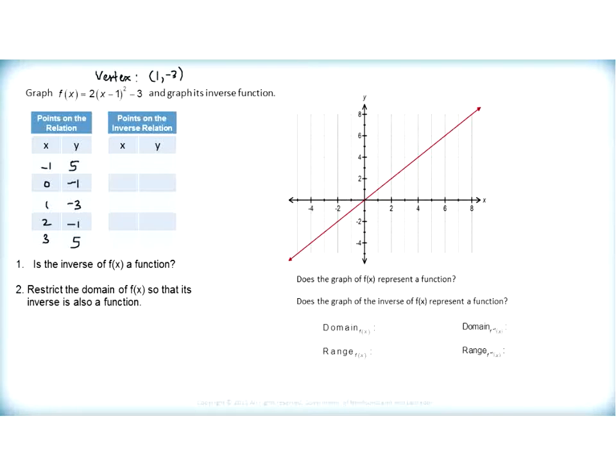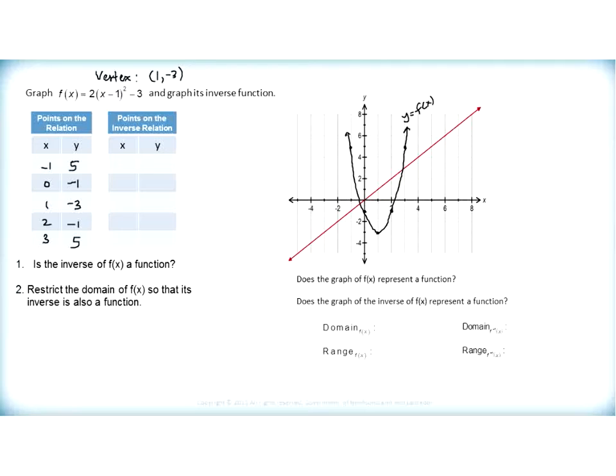Let's graph the parabola and see what it looks like here. We got negative 1 and 5. We got 0 and negative 1. We got 1 and negative 3. We got 2 and negative 1. And we got 3 and 5. Let's join up the points to create our parabola here. And here's the graph of the original function f of x. We can see that it's a parabola, as we expected.